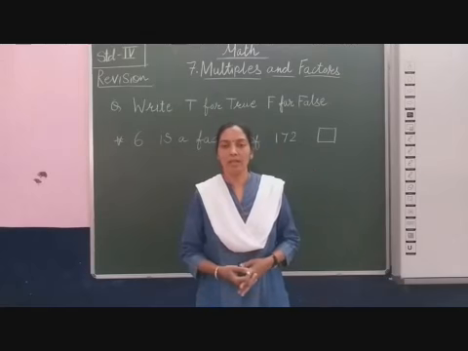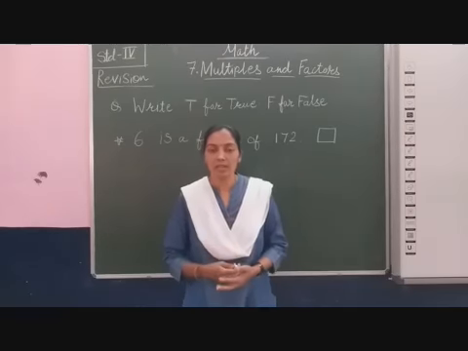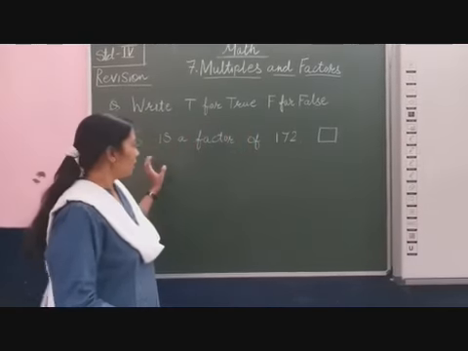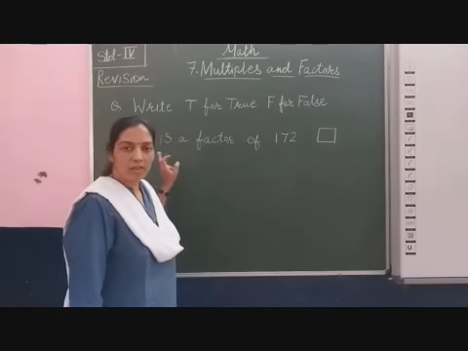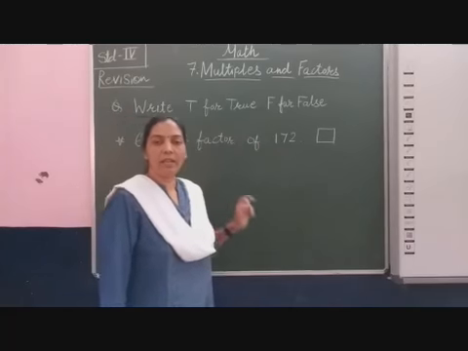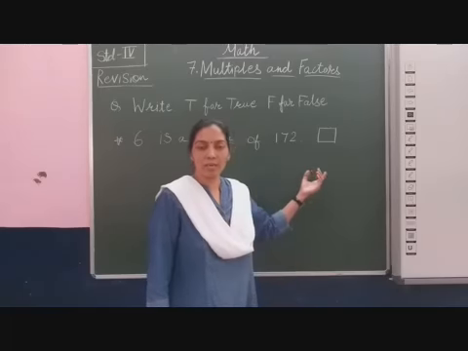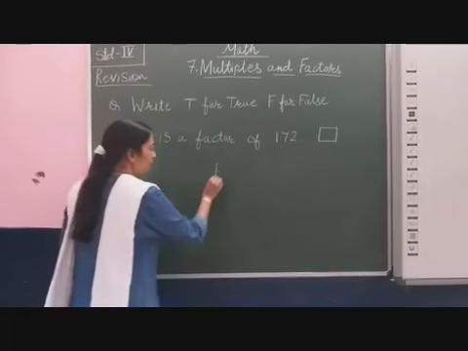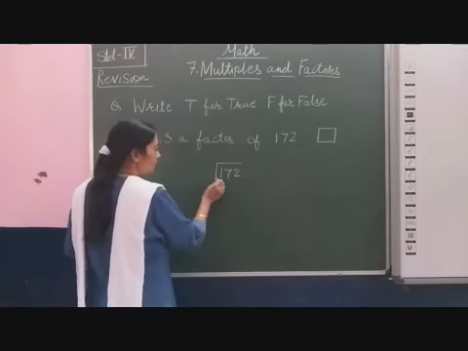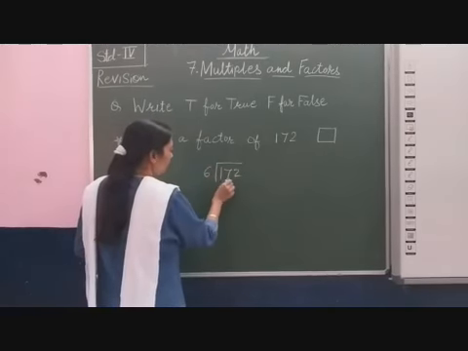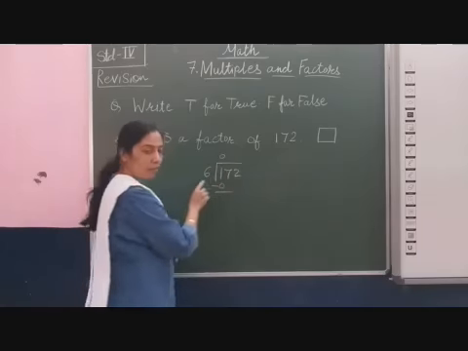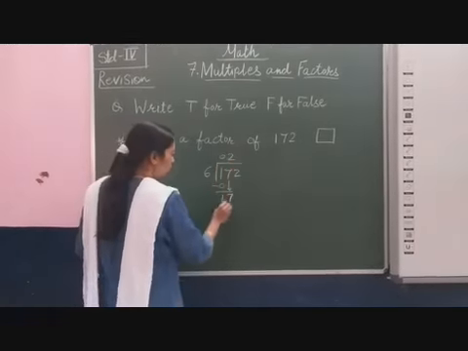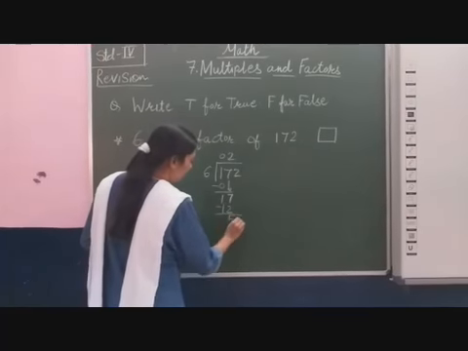So how can we say that? We decide whether it is a factor on the basis of division. If we divide 172 by 6 and get 0 remainder, then we say that 6 is a factor of this number. For that we will use the long division method. I put it here, this sum divided by 6. Here 1 divided by 6 is not possible. Then we take 17. 6 2s are 12. The difference is 5, then 52.